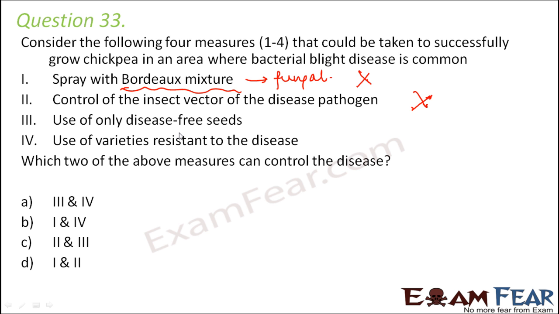Use of only disease-free seeds, yes, that can help. If the seeds are disease-free, the possibility of spreading the disease is less. Use of varieties resistant to disease, so that's like the best possible way. If that crop variety itself is resistant to disease, anyways that disease will not take place, right? So 3 and 4 seem to be the correct option. Therefore the correct answer would be A.